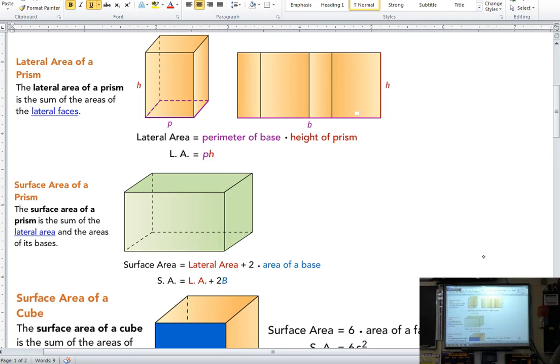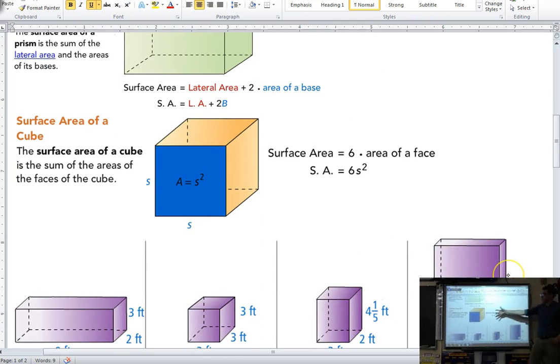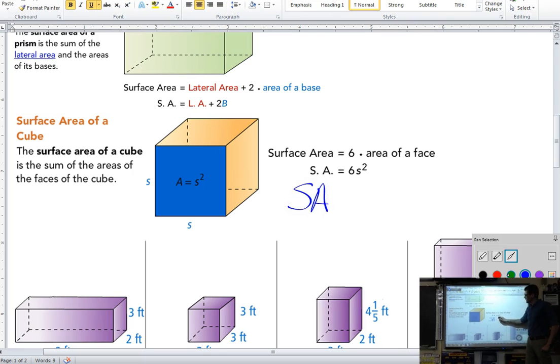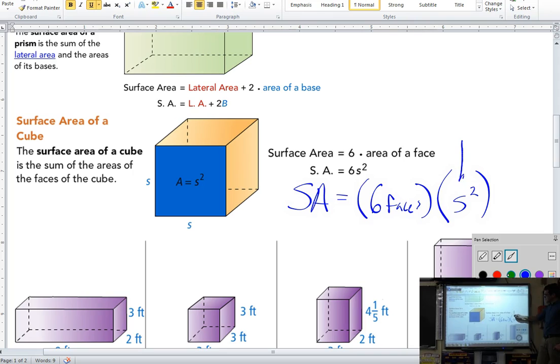In any prism, so that situation we just did was a cube. That's a very specific prism. Actually, if we jump down right here, here's what we just did. Surface area of a cube, and I'd love for you to rewrite this because it will help put it into your memory. Surface area of a cube, we have 6 faces times the s squared. The s is our side length.